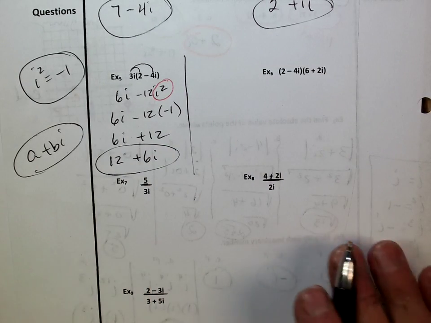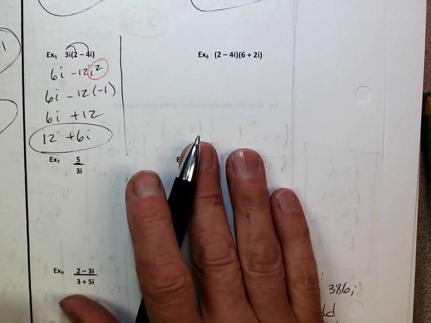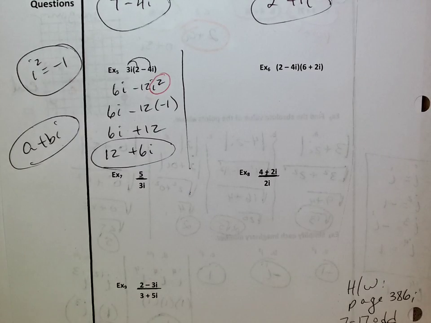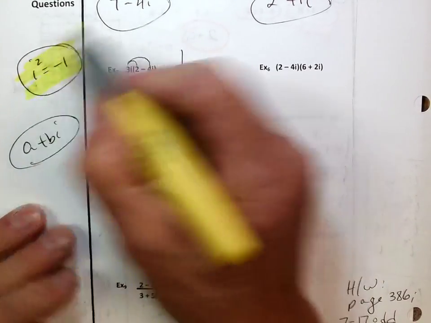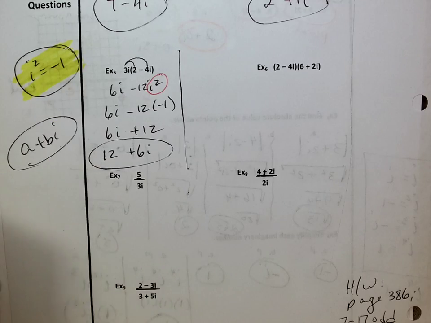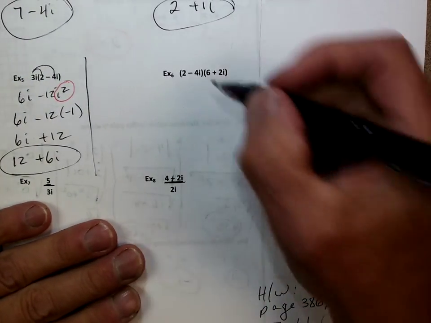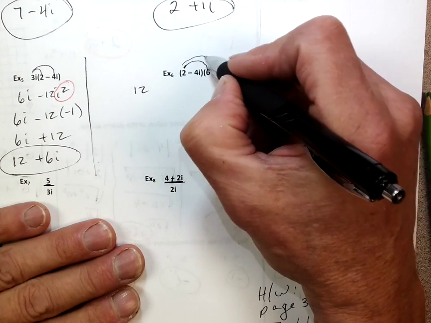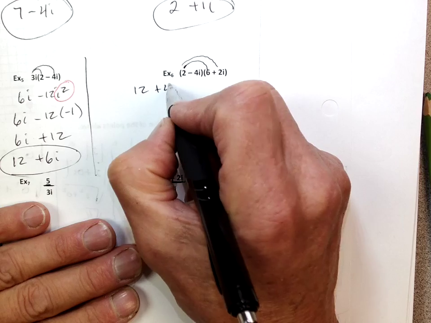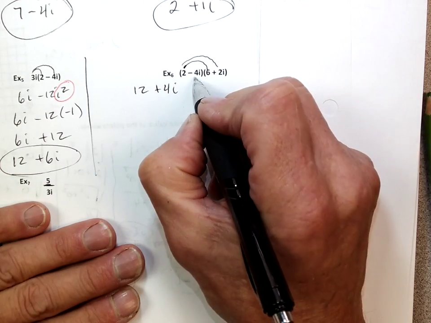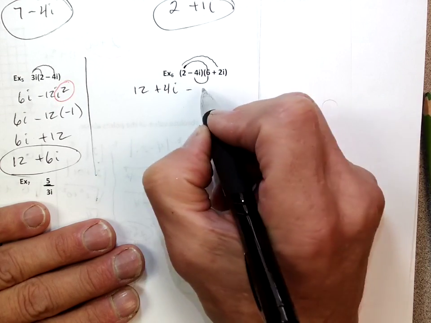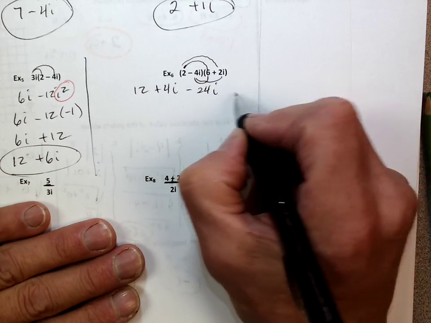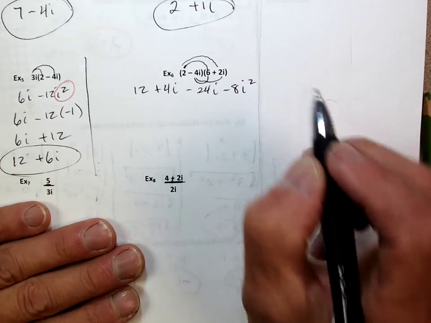Okay, example 6. We're going to FOIL. Keep in mind, i squared is equal to negative 1, though. In fact, I'm going to highlight that. Make sure you know that. i squared is negative 1, okay? So, let's distribute. 2 times 6 is 12. 2 times 2i is a positive 4i. Negative 4 times 6i is a negative 24i. Negative 4 times 2i is a negative 8i squared, okay?